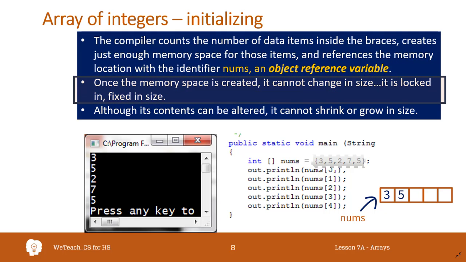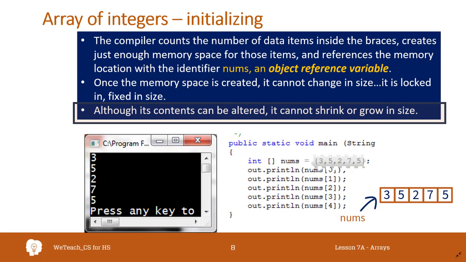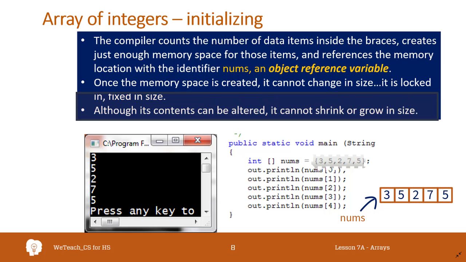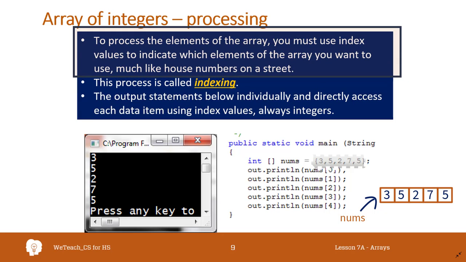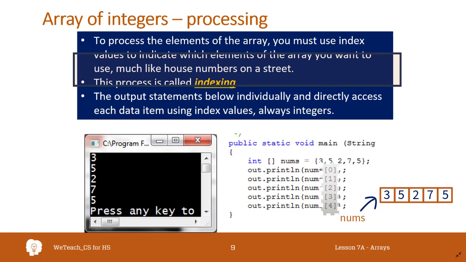Once the memory space is created, it cannot change in size. It is locked in, fixed in size. Although its contents can be altered, it cannot shrink or grow in size. To process the elements of the array, you must use index values to indicate which elements of the array you want to use, much like house numbers on a street. This process is called indexing.